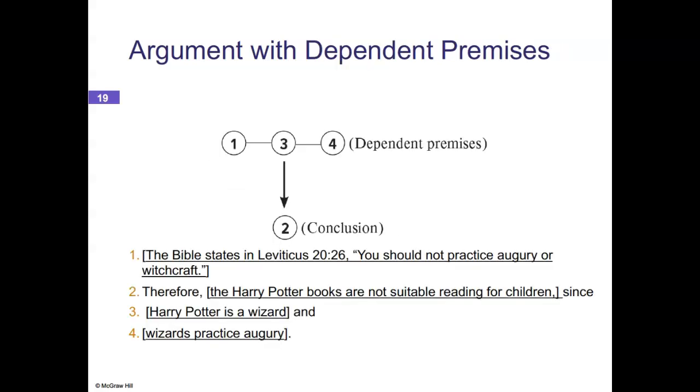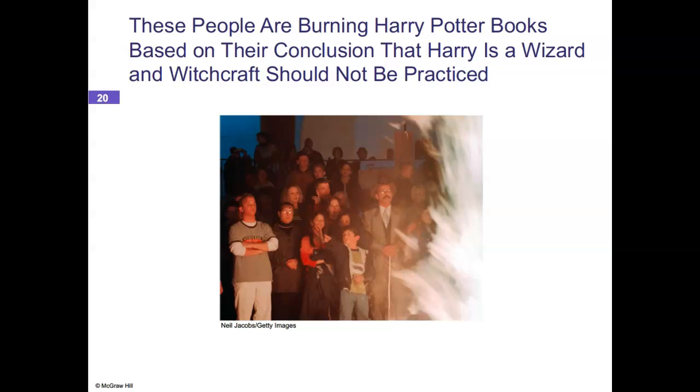Here's another example of how they break it down further. And again, you have to go back a couple slides to see how they are breaking this down. These people are burning Harry Potter books based on their conclusion that witchcraft should not be practiced, right? So the conclusion is witchcraft should not be practiced, and their premise is that Harry Potter is witchcraft. So therefore, we should be burning all their books.